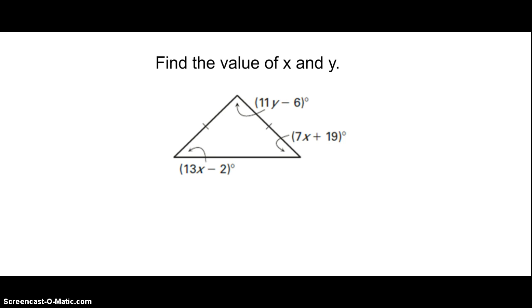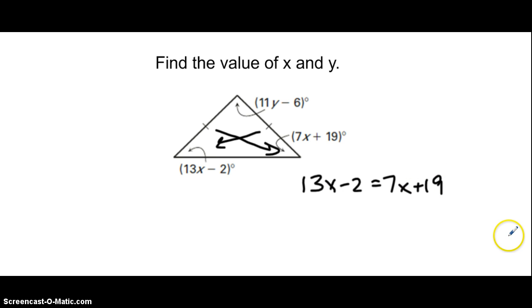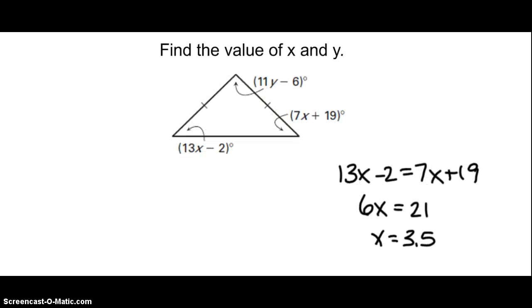By the base angles theorem, which states that if two sides of a triangle are congruent, then the angles opposite those sides are also congruent, right? So that would mean these two angles here are our base angles, and those two angles are congruent. So we're going to set up an equation, right? And through the power of algebra, let's solve that. So through the magic power of algebra, we get x to be 3.5.